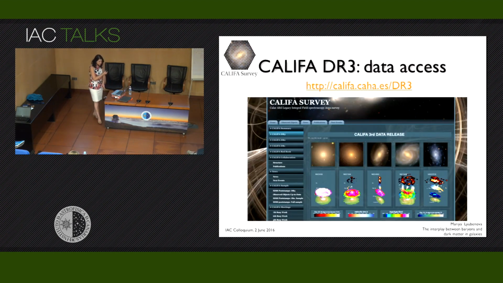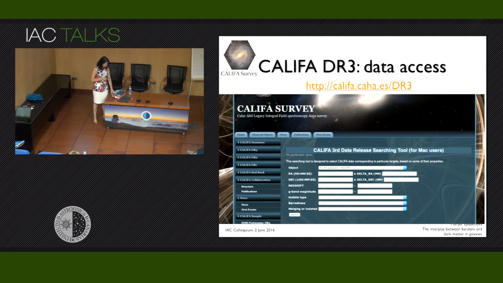Now the data release website. This is how the CALIFA data release 3 website looks. It gives a brief illustration of what kind of galaxies are available, and one can do a very simple query, either by object or all the galaxies in the DR3, or you can select by location on the sky, by redshift, by magnitude, or Hubble type, barredness, merging, or isolated, and you can click the button and download 3 flavors of the data cube.